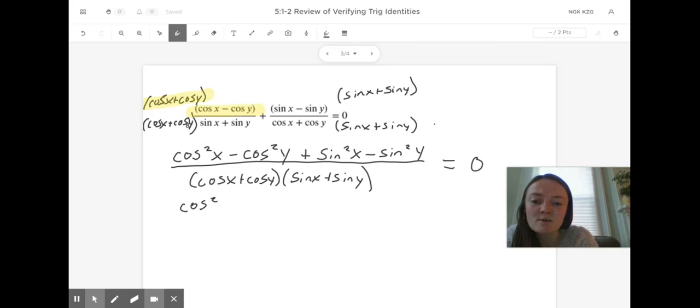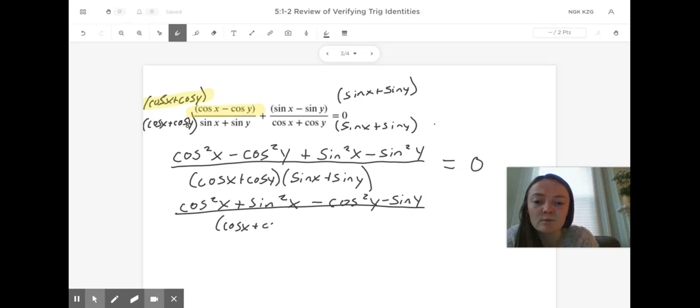So I get cosine squared x. Let's move the other x term next to it, so plus sine squared x. Ooh, I hope that rings a bell. Minus cosine squared y minus sine squared y, all over the same denominator of cosine x plus cosine y times sine x plus sine y.